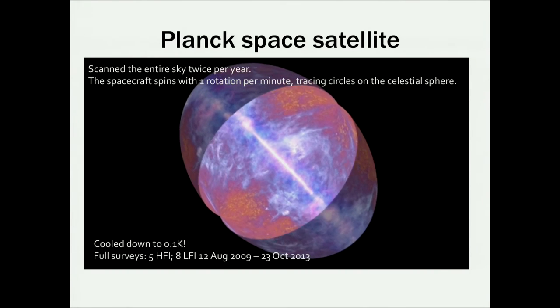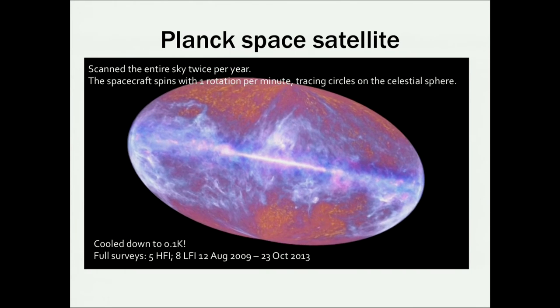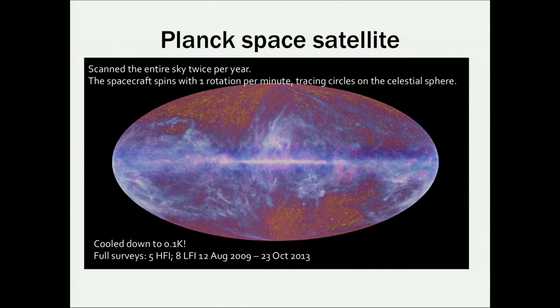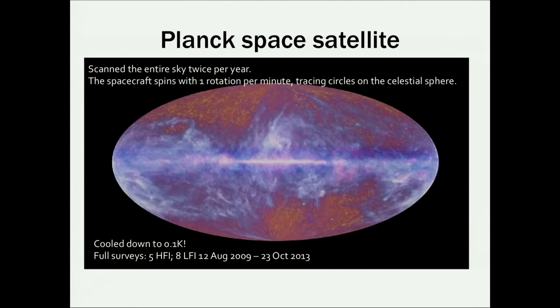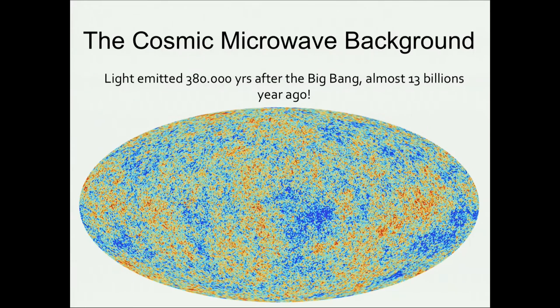And what you see here is the emission also from our galactic plane along this line, which actually for us is a background. We remove it. We don't want to see the light from our galaxy. What we want to see is something which is much more challenging, which is the cosmic microwave background that was emitted 13 billion years ago. And this is a map of it.